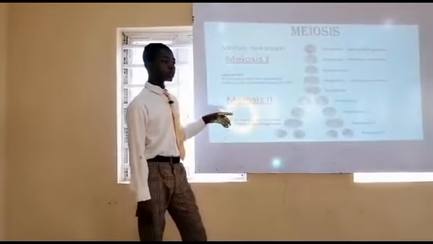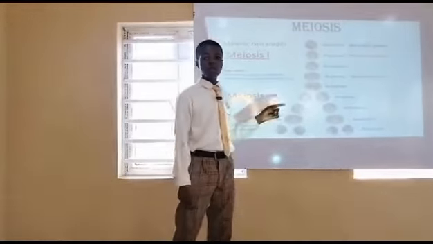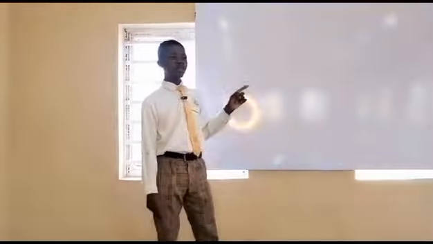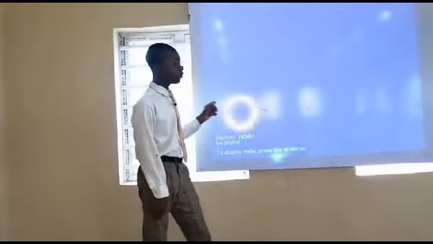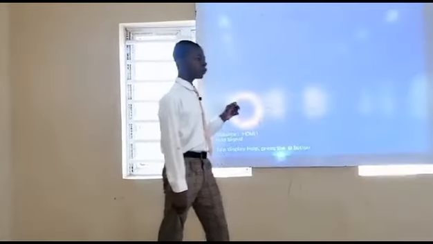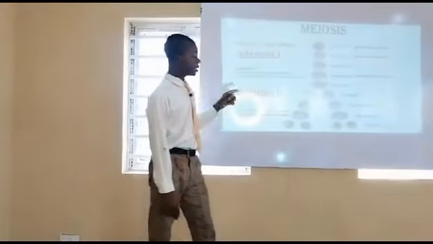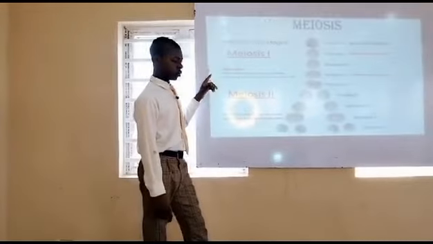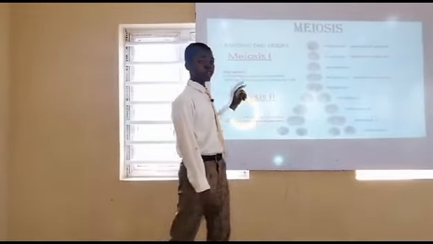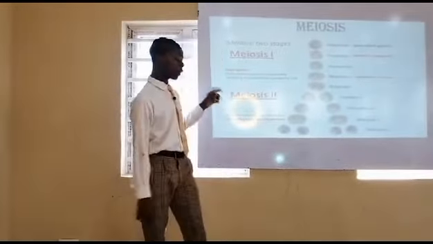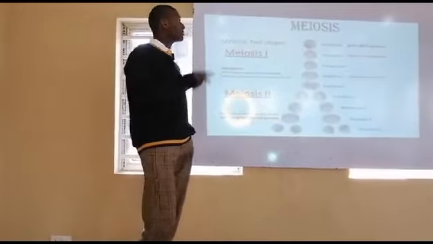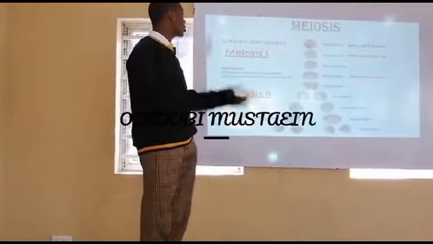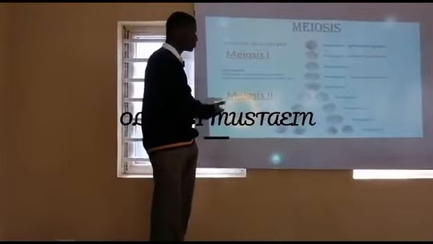Then each chromosome is pulled towards the metaphase plate. This stage ensures that each chromosome contains the essential number for the gametes, essential for species survival. As we all know, meiosis can be divided into two stages, which are meiosis 1 and meiosis 2.